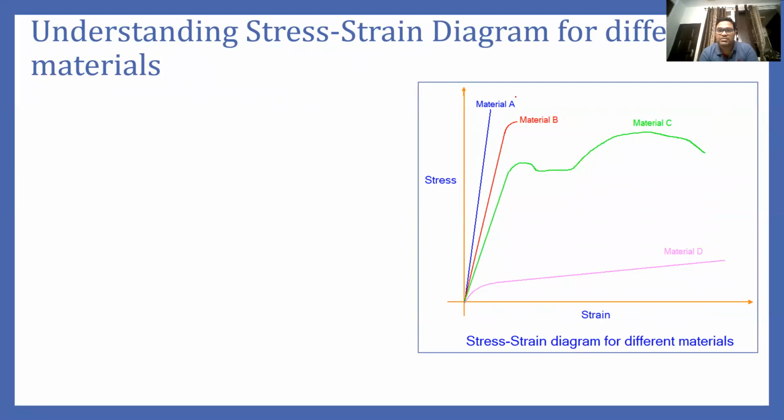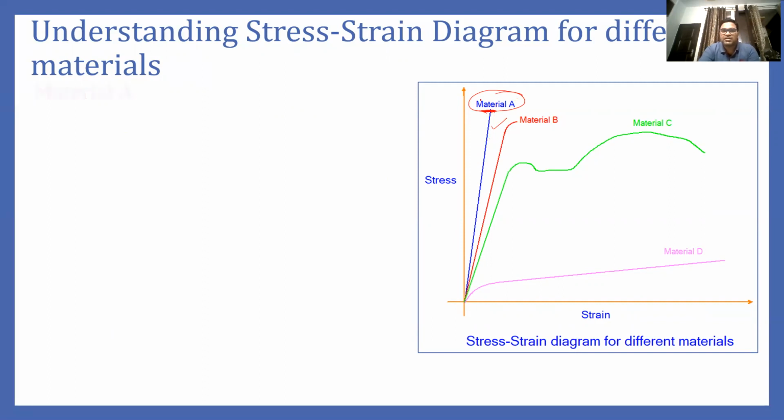For example, the stress strain curve of material A. This blue line is representing the stress strain curve of this material. In this you can see the curve is a straight line. There is no curved line, which means that up to the last point, stress is proportional to strain. But if we increase the load at this point, it will fail suddenly. There is no curvature in this line, so it will fail suddenly.